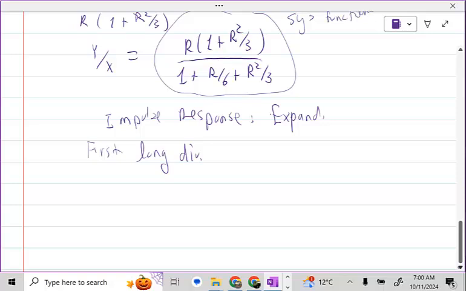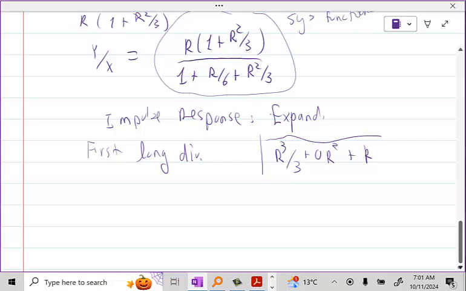All right. Now the numerator here, if I arrange that, that's actually r cubed over 3. And then I have, I'll just say plus 0r. And then I have plus r. Plus 0r squared plus r. And I'm dividing that by 1 plus r over 6 plus r squared over 3. Okay? So my first term is, this is kind of compressed here, but I think we can make this work.